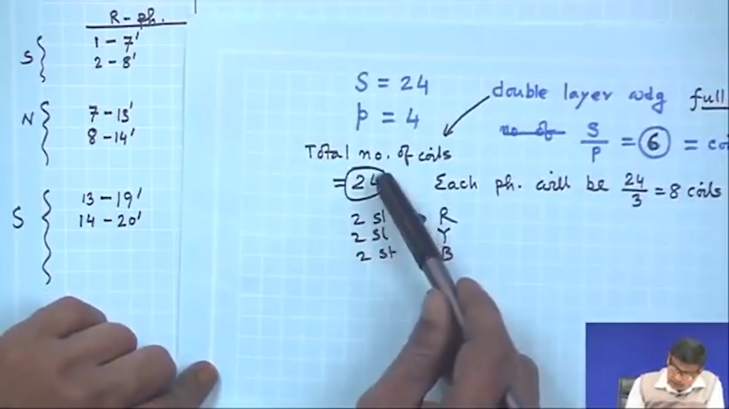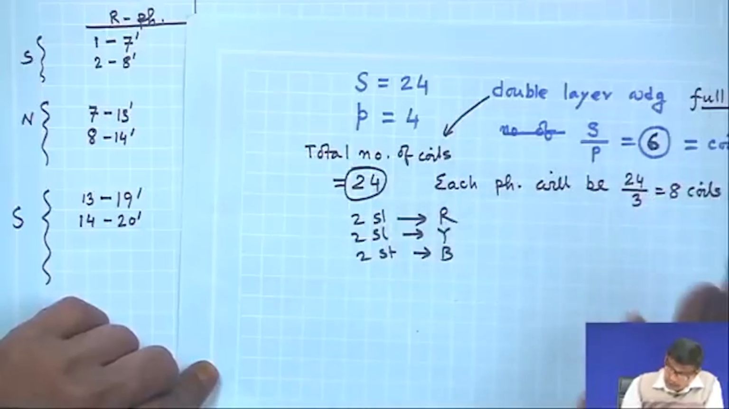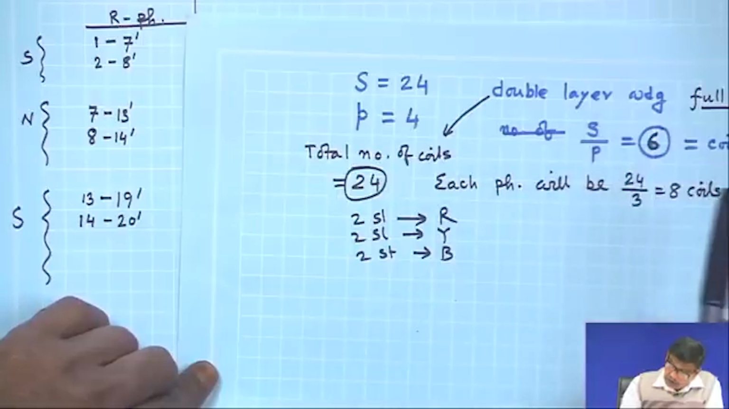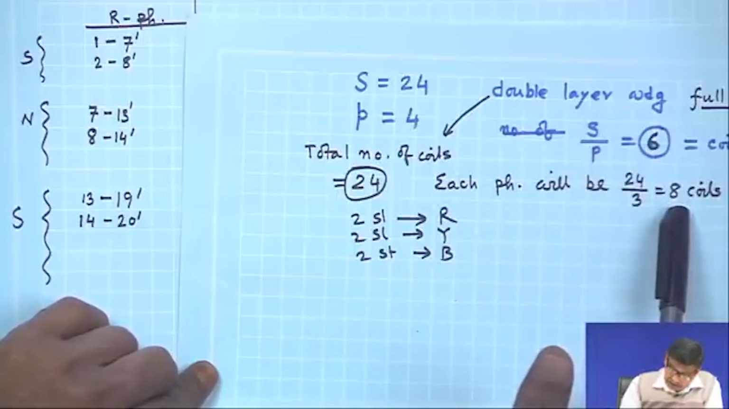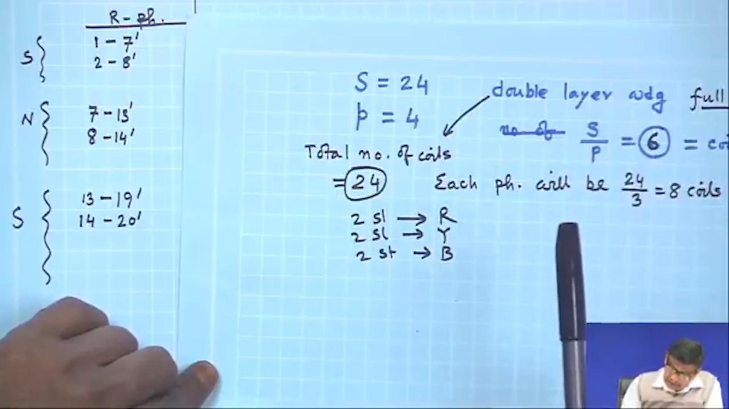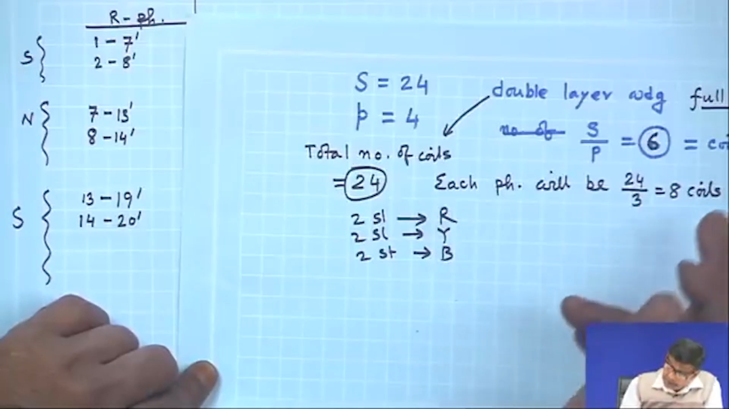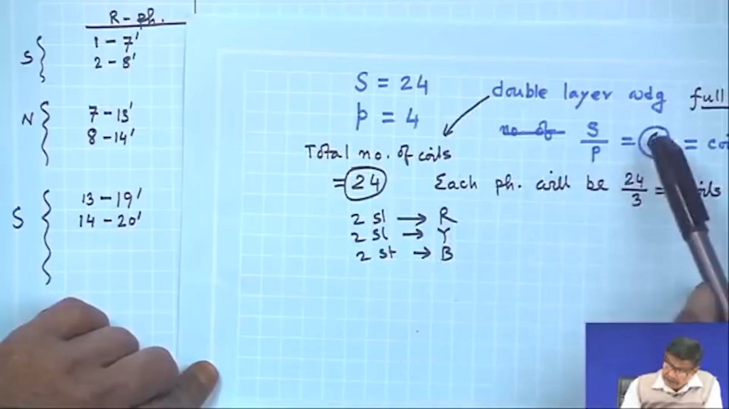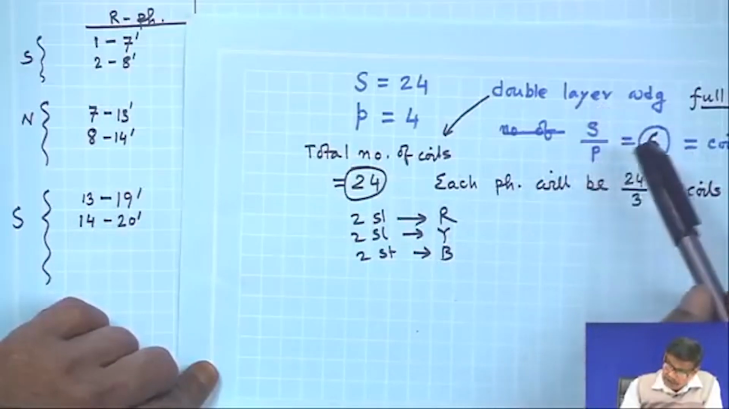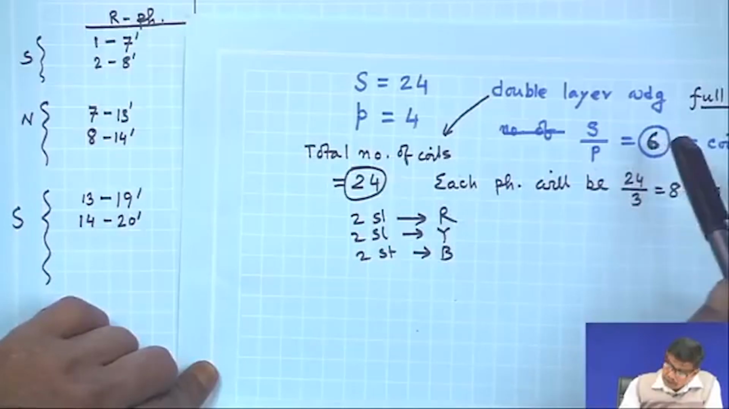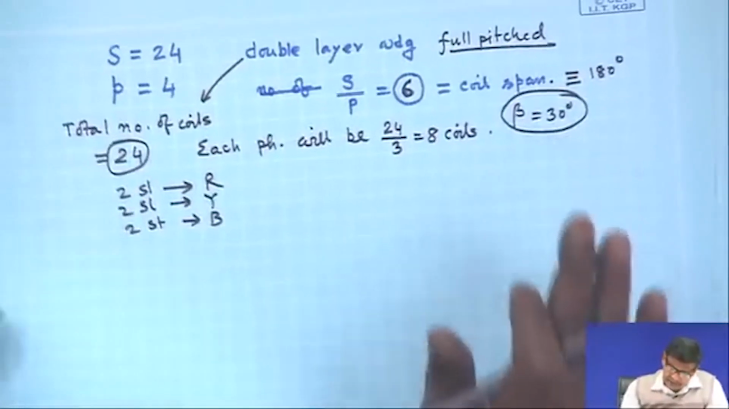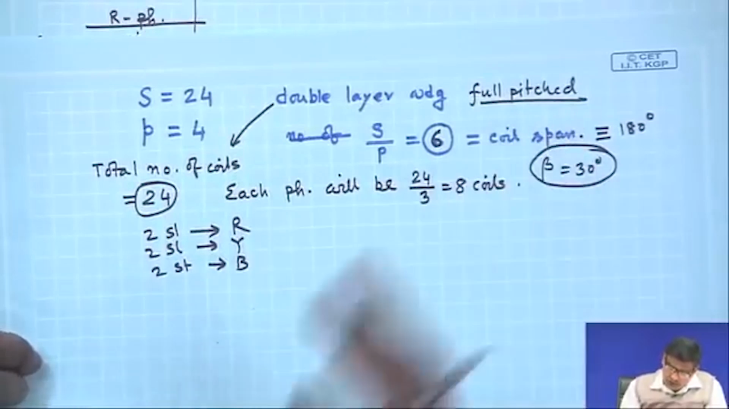So, total number of slots was 24, total number of coils is also 24, it is double layer. So, each phase will have 8 coils. Angle beta, electrical angle, I have calculated, number of slots per pole is 6. So, 180 by 6 is 30 degrees, these I can calculate immediately. And then full pitched coil I am using.